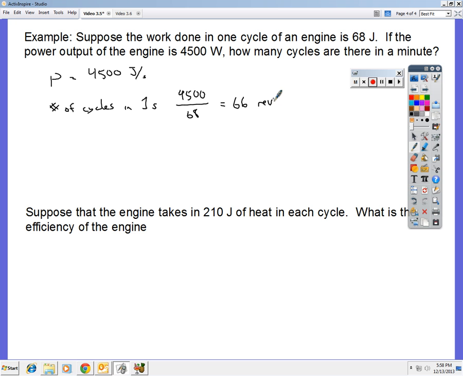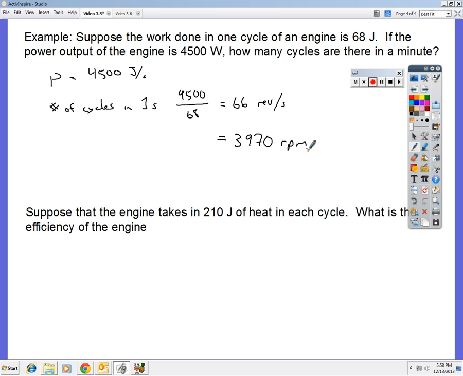And that means this operates at 66 revolutions per second, 66 cycles per second, which, if we multiply by 60, tells us that the number of cycles in 1 minute is 3,970. So roughly 4,000 RPM. To get more power, you run at higher revs. That's why, in car engines, power generally increases with the number of revs per minute.